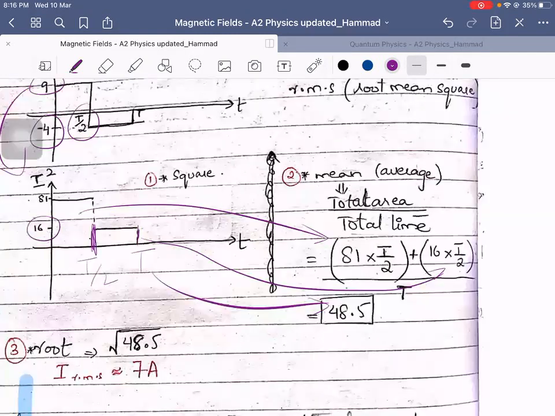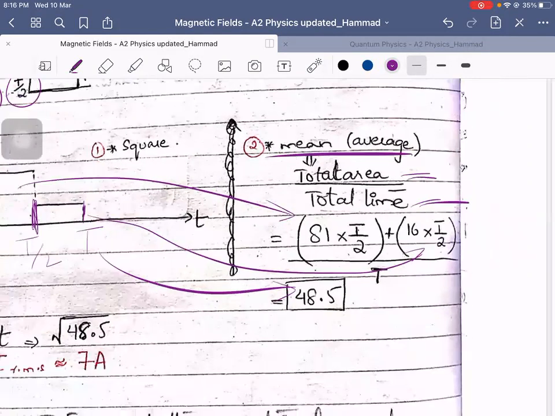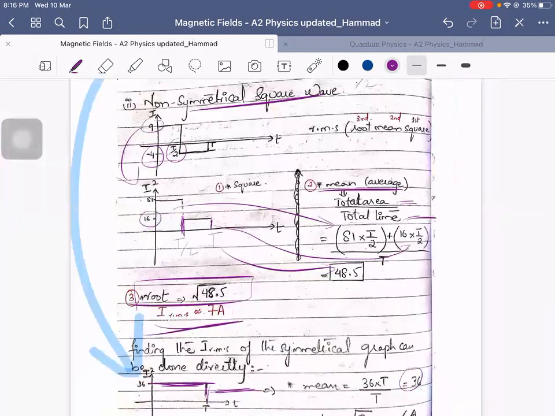This is the mean, or the average, right? The total area divided by the total time. And you simply take the under root of this value to get the RMS value, which is approximately 7 ampere.